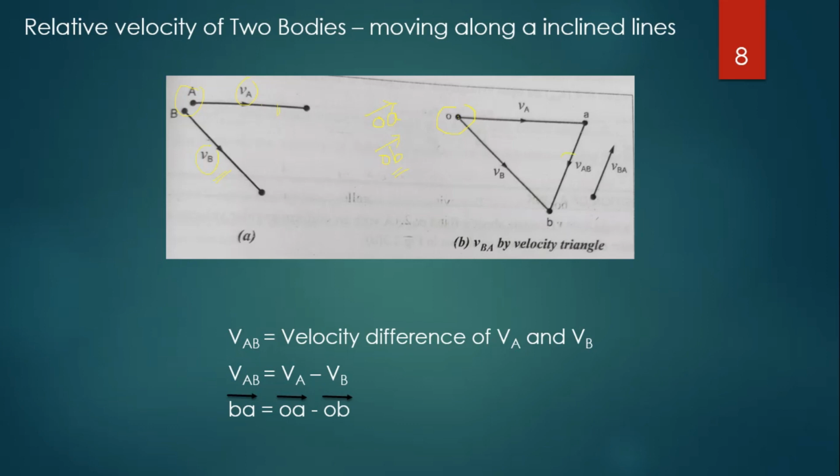See this arrow mark towards B. Now this is the velocity of B with respect to A. If the arrow mark is in this direction towards A, then this is the velocity of A with respect to B, whereas if the arrow mark is towards B, then it is the velocity of B with respect to A. Both are the same: the velocity of A with respect to B is equal in magnitude to the velocity of B with respect to A. The only difference is the direction.